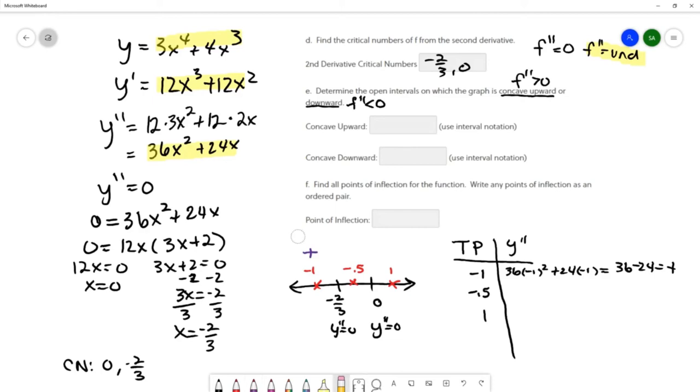Let's be consistent. I'm going to use y. The second derivative is greater than 0. And let's choose the next test point, 36 times 0.5 squared plus 24 times, that should be a -0.5.